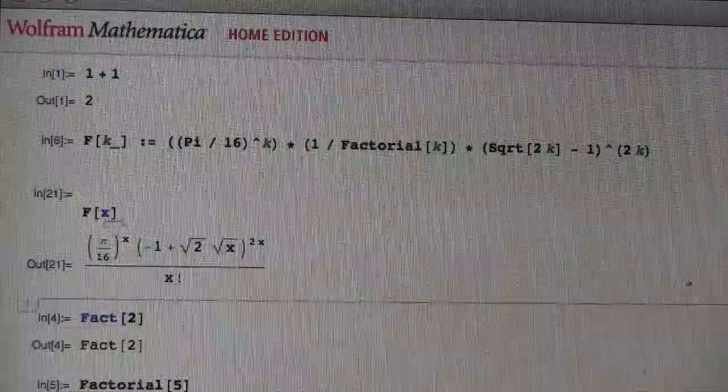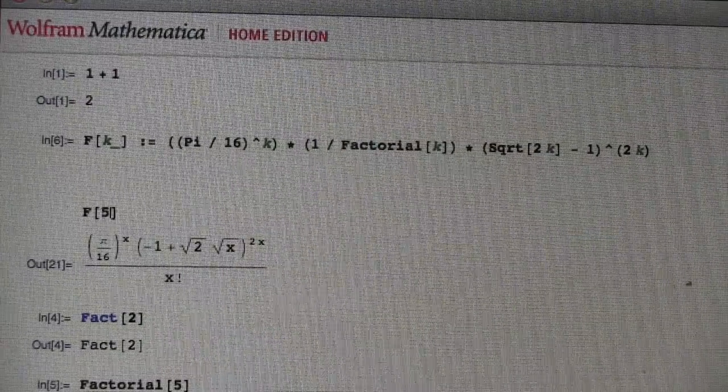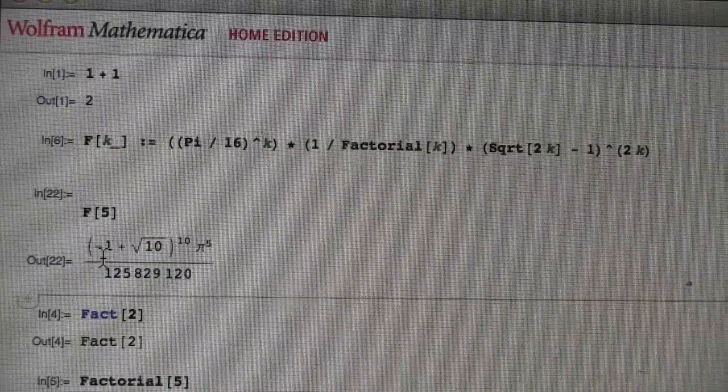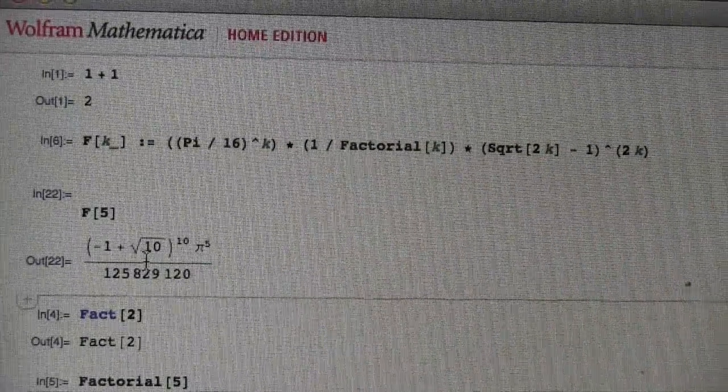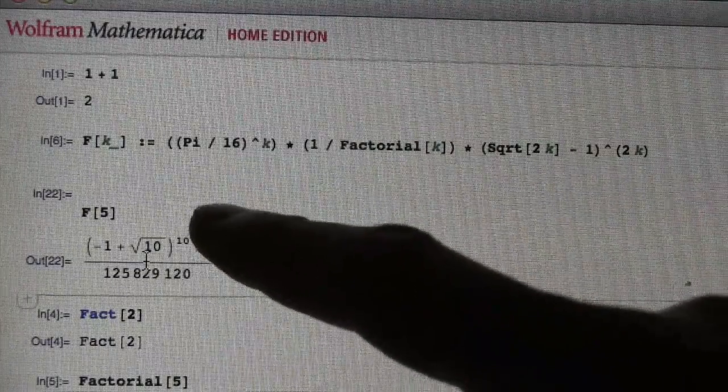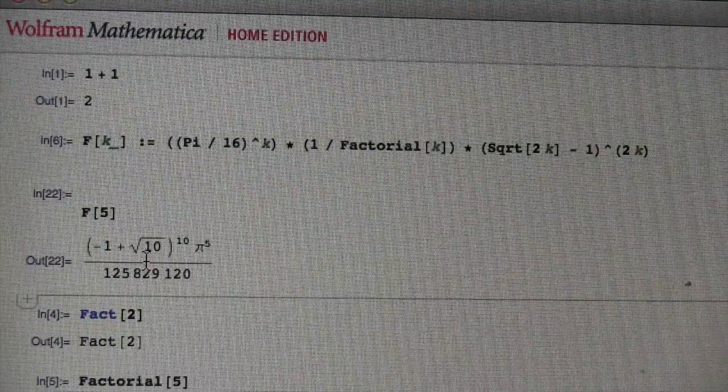Okay, I tested out f of x, but let's just test out f of 5 here. Oh, that's unfortunate. That's going to give me a weird number. Negative 1 plus the square root of 10, that whole thing to the 10th, times pi to the 5th, over 5 factorial times 16.